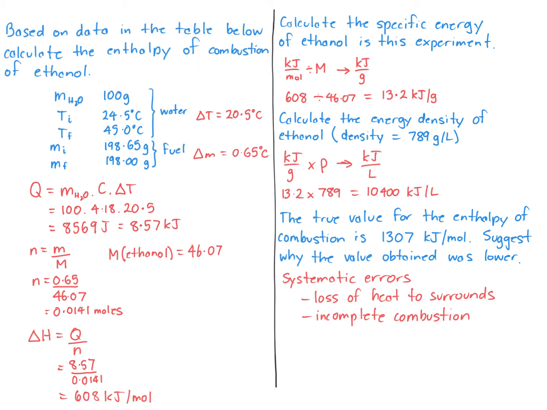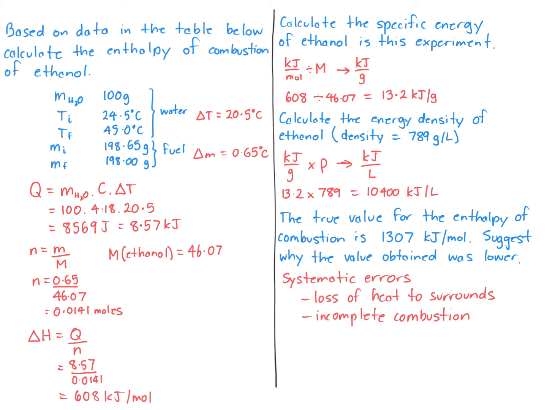So what we had in this prac was 100 grams of water. That was what we heated up. The initial temperature of that water was 24.5 degrees. The final temperature of that water was 45.0 degrees. So the change in temperature was 20.5. We heated that water up by 20.5.